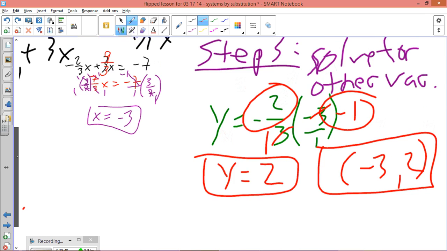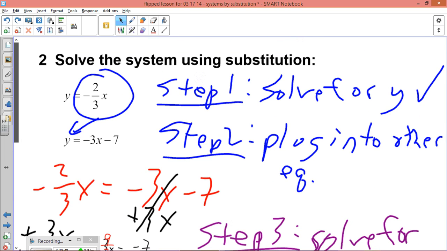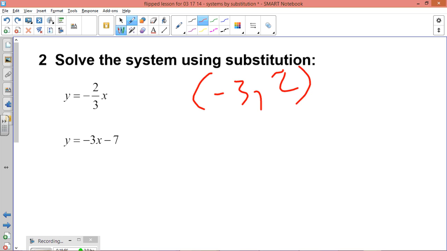You know what, you guys have a video, so you can pause this if you need to. I'm going to erase all of this work now. Okay, negative 3 comma 2 is the only thing I need. Okay, negative 3 comma 2, I'm just going to check this in both equations.